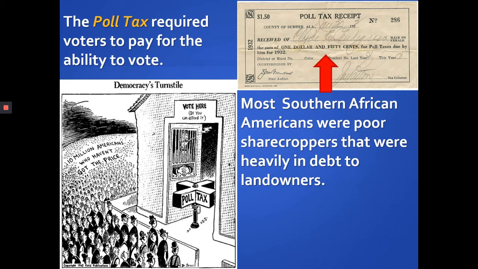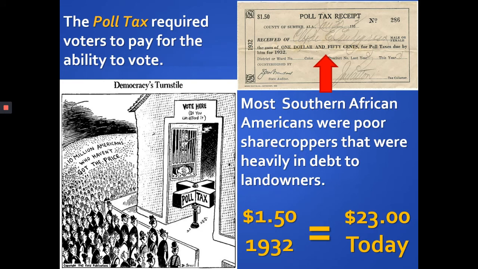So it meant that they couldn't pay the poll tax. For example, here, $1.50 poll tax in 1932 is really a $23 poll tax today, which is just crazy. That's a large amount of money to pay to vote.